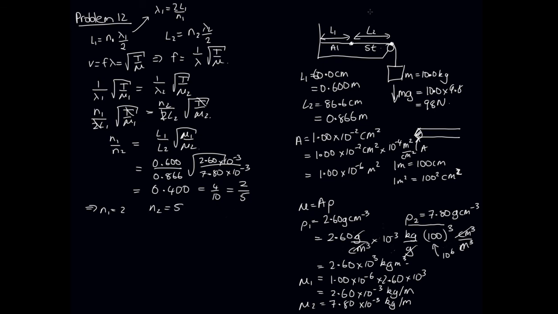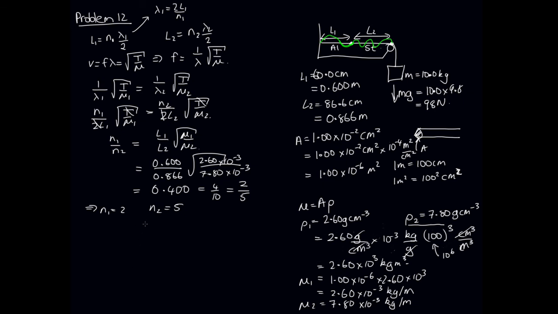And physically, what that means is that we have two half wavelengths in this one. So we've got one wavelength there, and then in this second one, we've got 5 half wavelengths. So the actual string's going to look a bit like that.